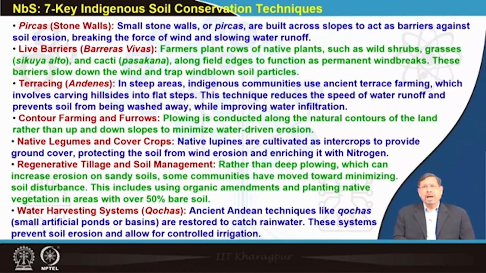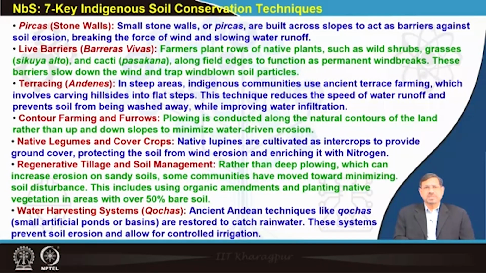The sixth one is the regenerative tillage and soil management. Rather than deep plowing, which can increase erosion on sandy soils, some communities have moved towards minimizing soil disturbance. This includes using organic amendments and planting native vegetation in areas with over 50% bare soil.